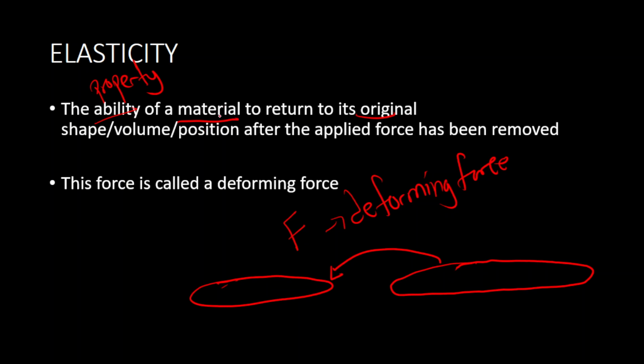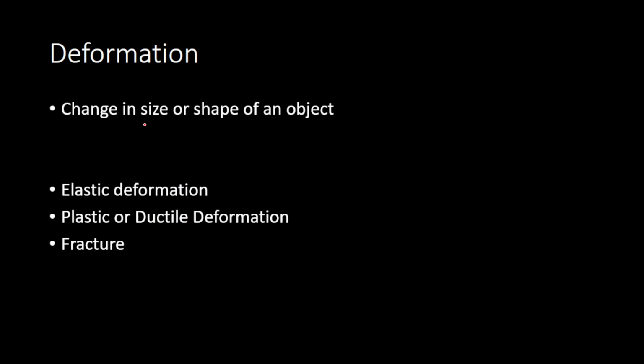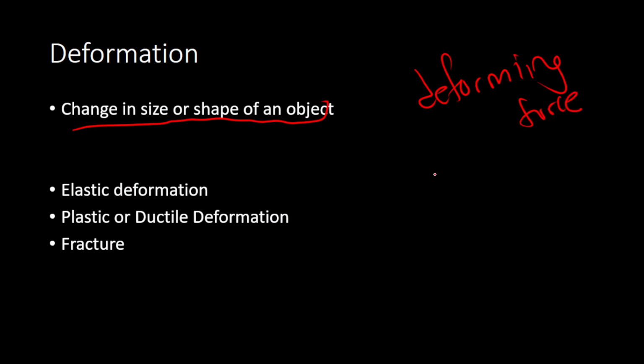So it's the ability, or we can say the property of a material, for example a rubber band, to return to its original shape, volume, or position after the applied force has been removed. And this force is called a deforming force. Okay, so why is it called a deforming force? From the word deformation. What is deformation? That is the change in the size or shape of an object. So the deforming force is the force that causes a change in the size or in the shape of an object.